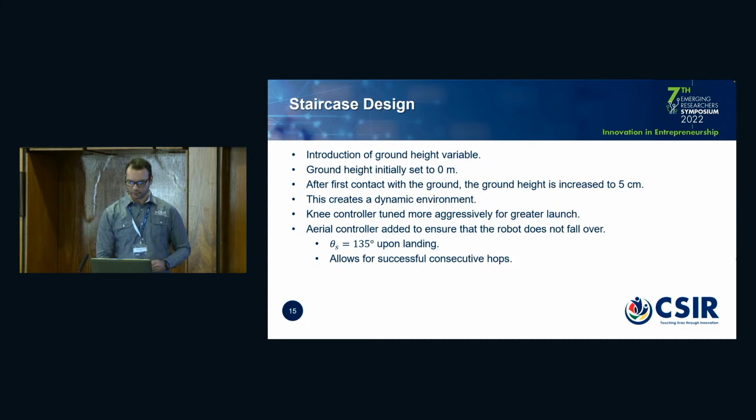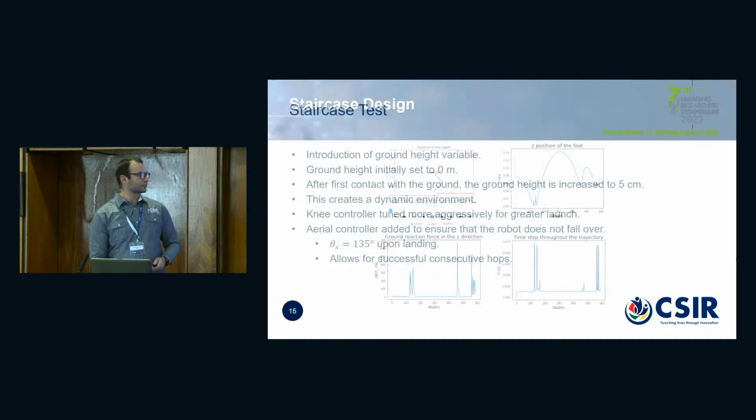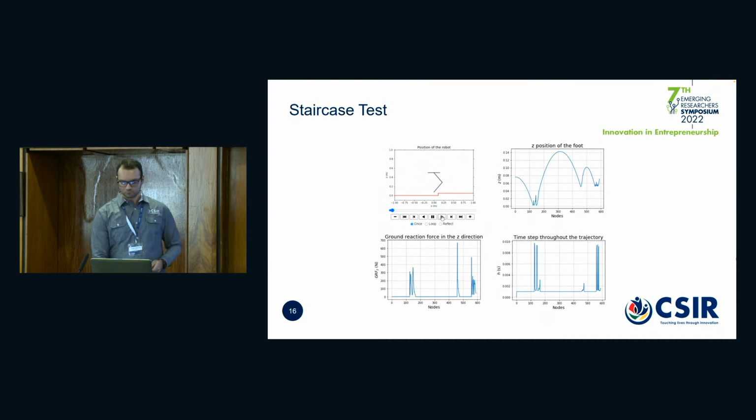After hopping, the robot leant a little bit far over to the side, which made it difficult to hop up on the succeeding jump. So an aerial controller was then implemented, constraining the shin angle to 135 degrees. So we can now move on to the staircase test, and you can see the robot in action. You can see that the robot and its changing stair heights are shown in this animation over here.